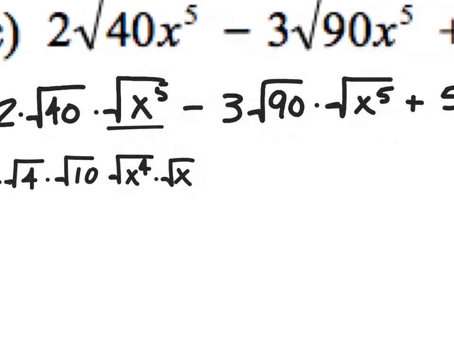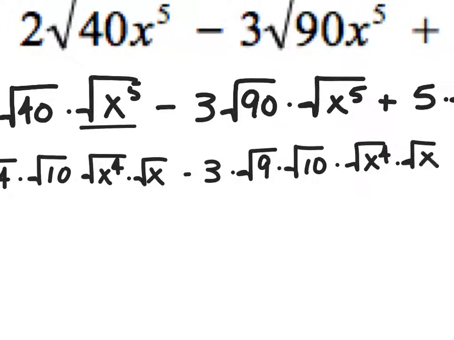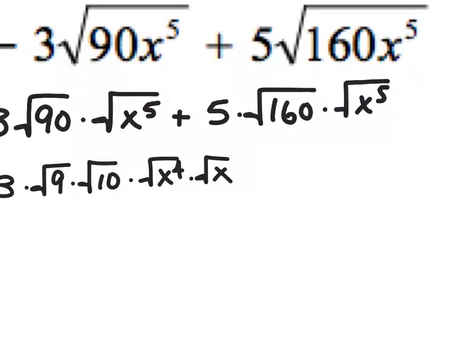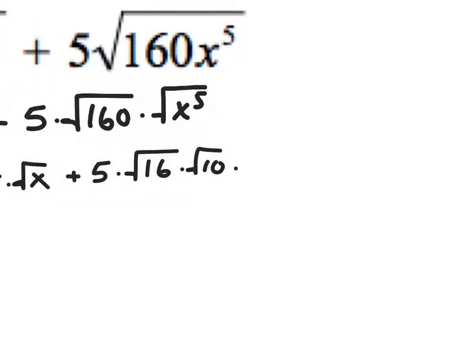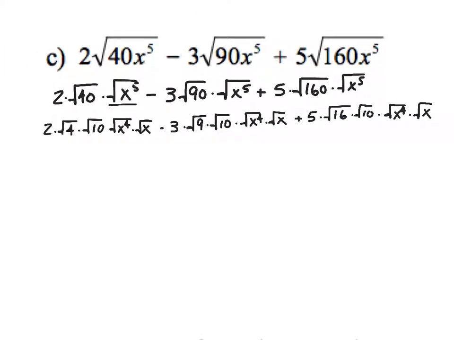Now I'm going to subtract 3 times, let's do the same thing, square root of 9 times the square root of 10 times square root of x to the 4th times the square root of x. And then over here I'm going to do plus 5 times the square root of 16 times the square root of 10 times square root of x to the 4th times the square root of x. Now, what I want to do is go through and simplify what I can.